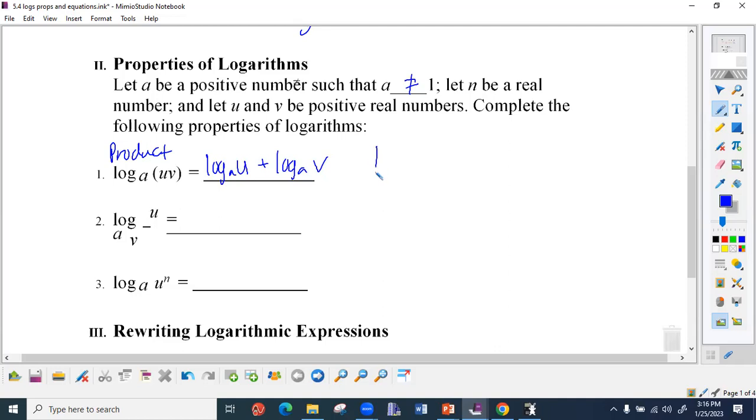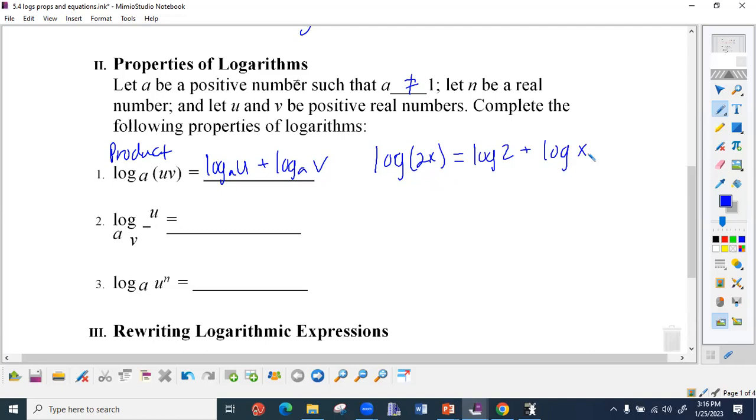Okay, let's do an example. If we had log of 2x, using the product property, what can I write that as? If there's no base written, what's the base? 10. So I don't have to worry about it. It's common log. So log 2 plus log x. There you go. That is how the product property works.